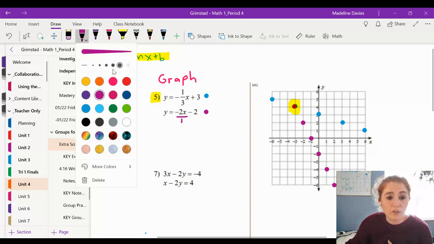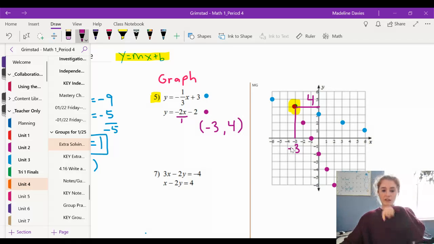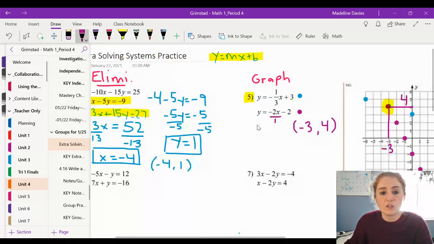If you have trouble figuring out what the cross sections are, you can always draw lines from the 2. And in this case, it's going to be negative 3, comma, 4. And that's what you would just write here in parentheses as an ordered pair. Negative 3, comma, 4. And voila.